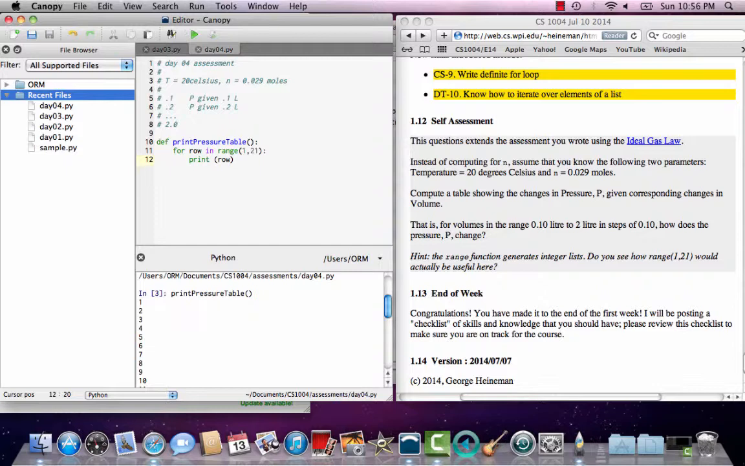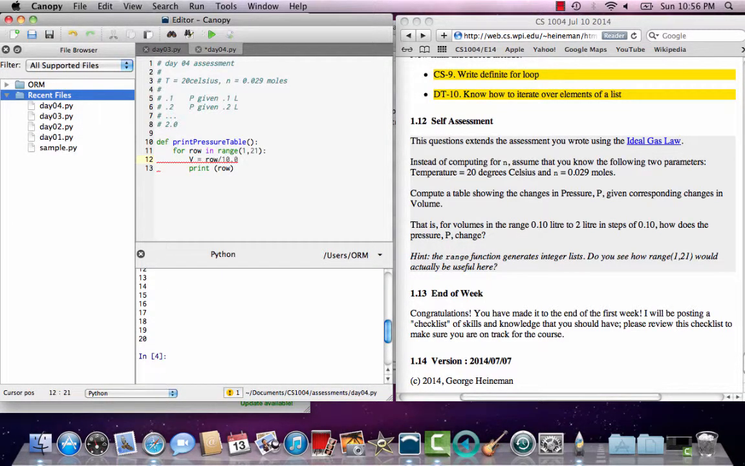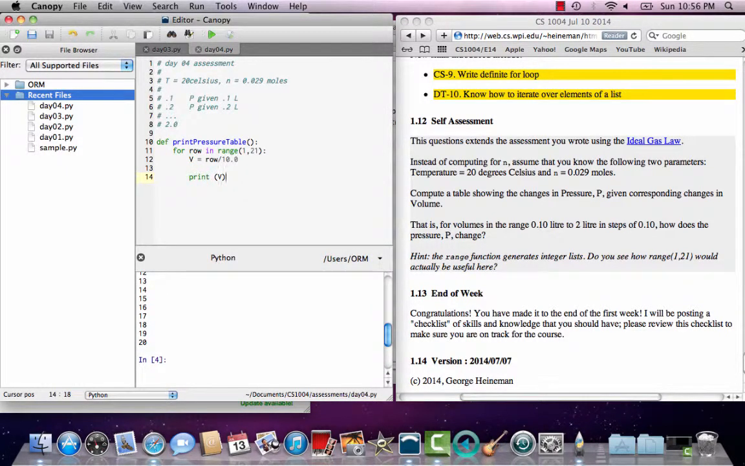First thing is I know that I'm off by a factor of 10. This shouldn't be 1 to 20. This should be 0.1 to 2.0. So I'm going to use a new variable which represents the volume, and the volume is going to be nothing more than row divided by 10.0, remembering that I want to convert an integer, which is row, 1 to 20, into a floating point. I do that easily by dividing that integer by 10.0. Let me now print out this v that you see here and run it.